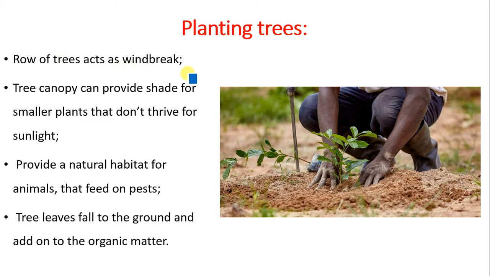Now, planting trees. Rows of trees act as windbreaks, which we looked at earlier. The tree canopy can provide shade for smaller plants that don't thrive in direct sunlight. Trees provide a natural habitat for animals that feed on pests. And three, leaves fall to the ground and add organic matter to it. Therefore, it further reduces soil erosion because it compacts the soil, covers the soil, and acts as interception, so water and wind will not have direct contact with the soil.